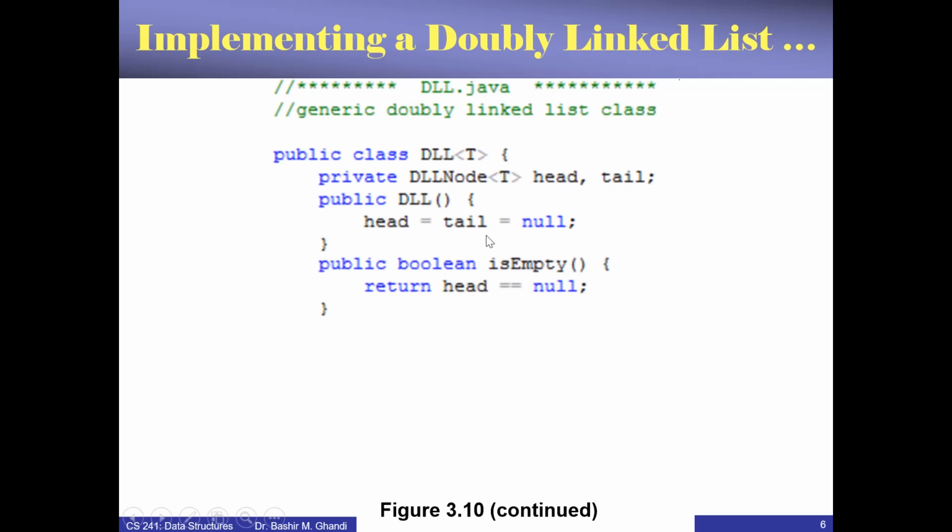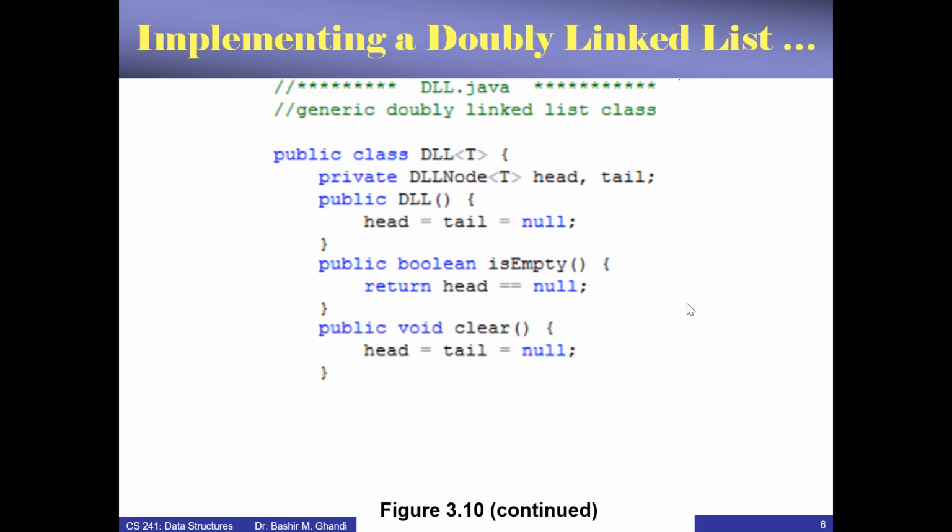Okay, this is empty. Again, the list will be empty if head is null. If you wish, you can also say if tail is null, because actually if the list is empty, both head and tail are null. But there is no need to check for both. Just checking one of them is enough. So to implement this empty, we just say return the result of this comparison. Is head equal null? If yes, return true. Otherwise, return false. Okay.